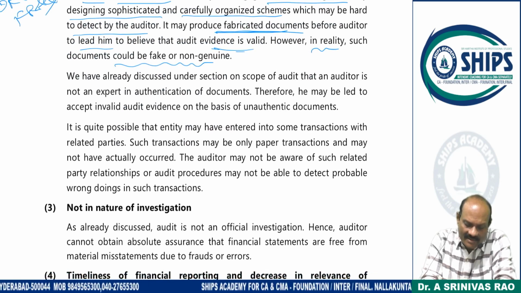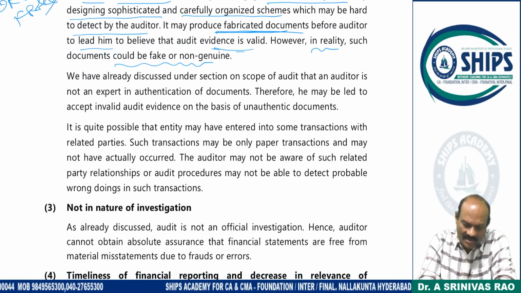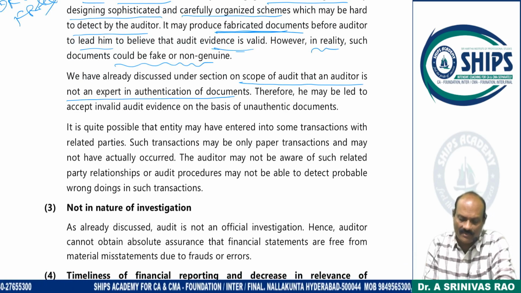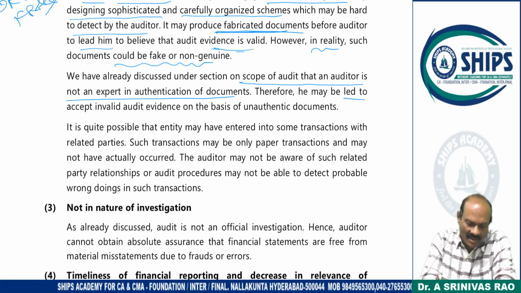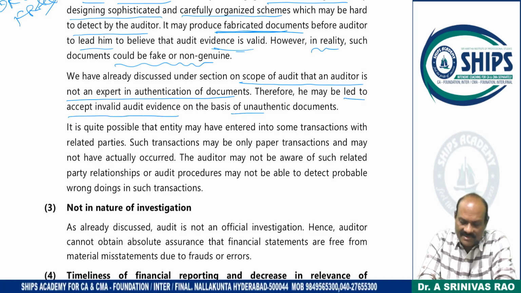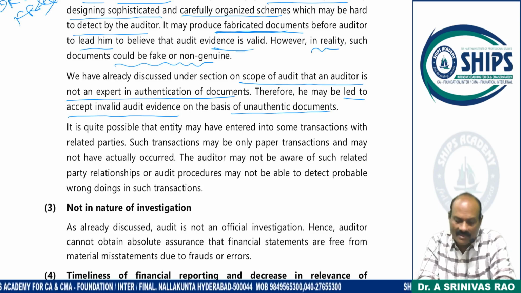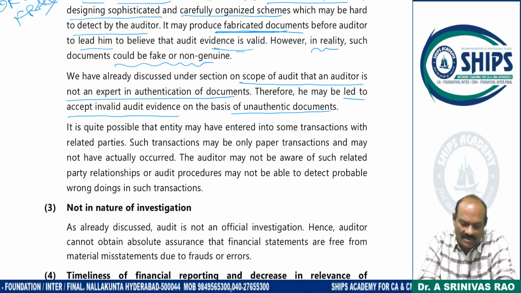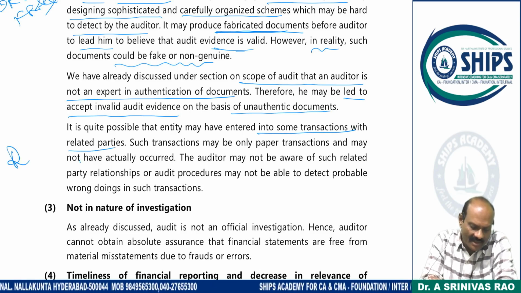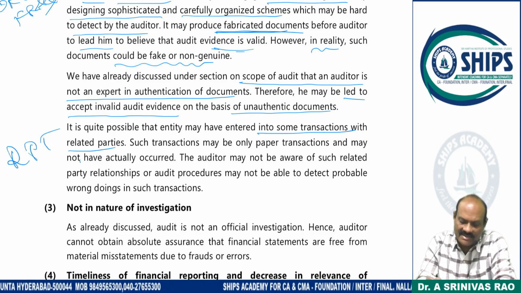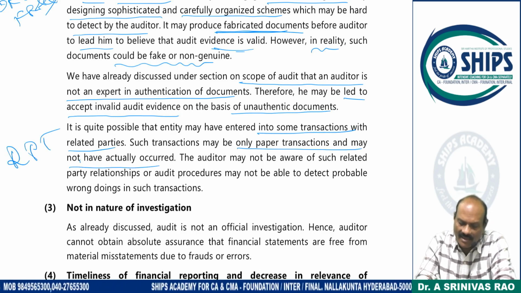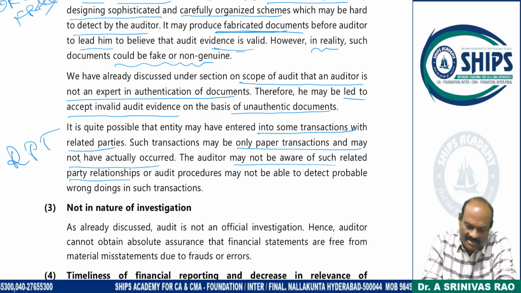And we have already discussed in this section the scope and all. The auditor is not an expert in authentication of documents. Therefore, he may be led to accept invalid evidence on the basis of unauthenticated documents. And it is quite possible that the entity may have entered into some transactions with a related party. These transactions may be only on paper and may not have actually occurred, and the auditor may not be aware of such related party transactions.